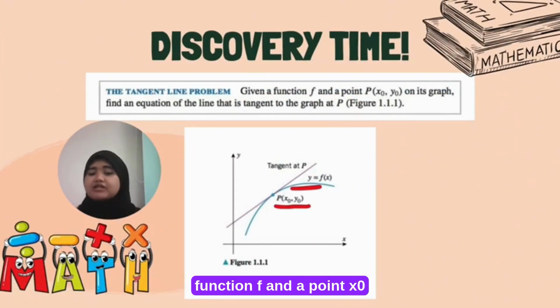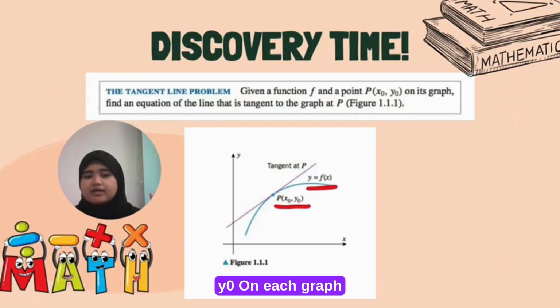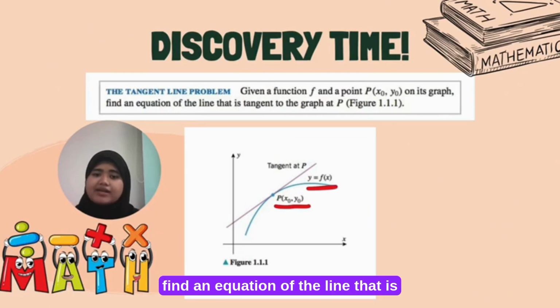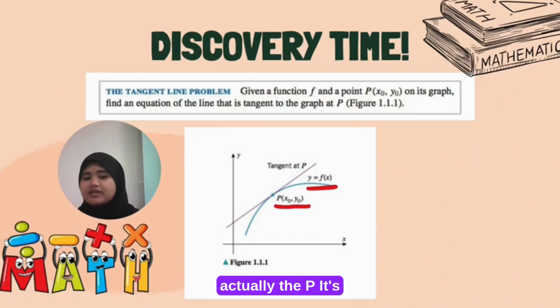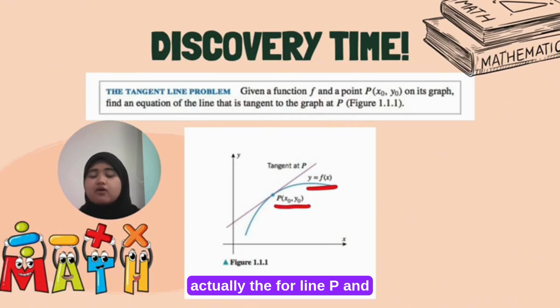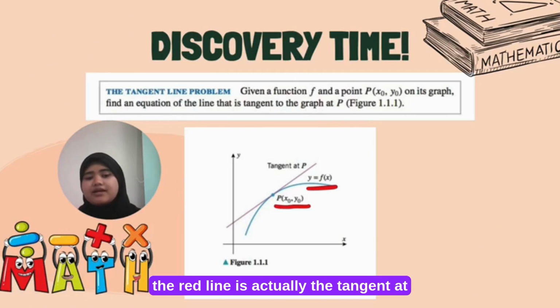Given a function f and a point (x0, y0) on its graph, find an equation of the line that is tangent to the graph at P. For example, in the picture, the blue line is the secant line through P, and the red line is the tangent at P.